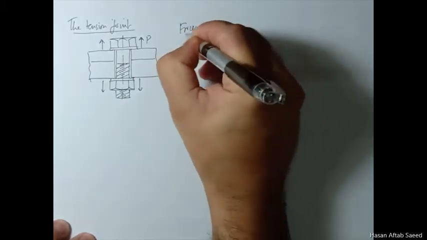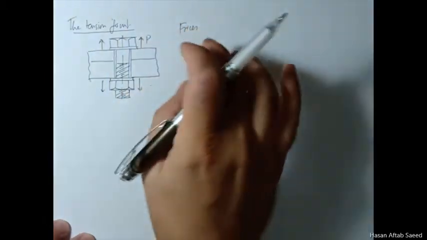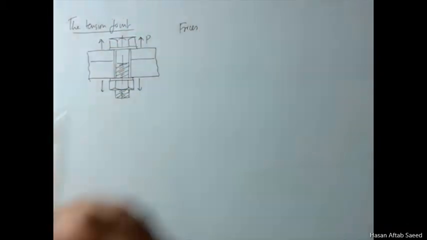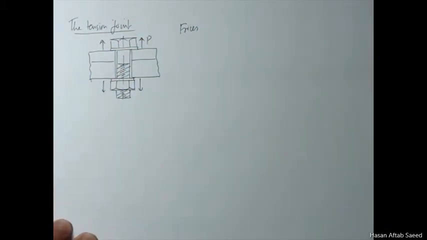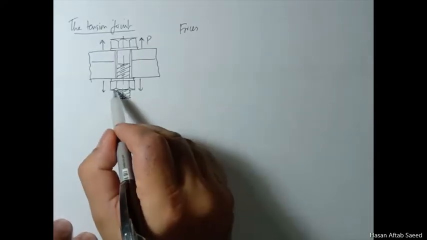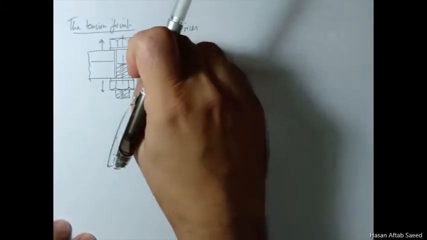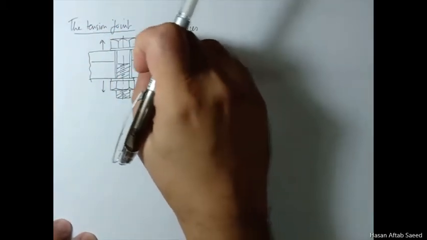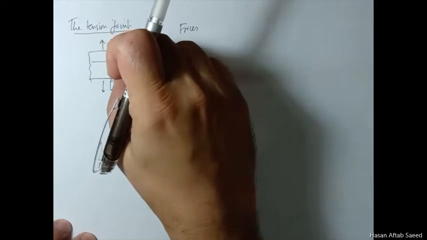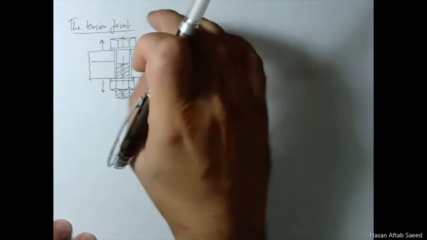Now, before we apply the external load, this P is the external load. Before we apply the external load to any system joined by bolts, we have to first make that a joint, and that is done by tightening the nut. By doing this, we bring these members into compression, and the bolt itself goes into tension, and this is how we make a joint. The load is applied later on.